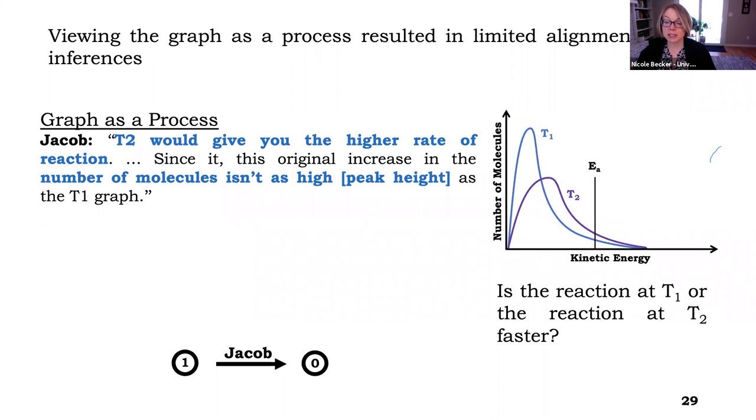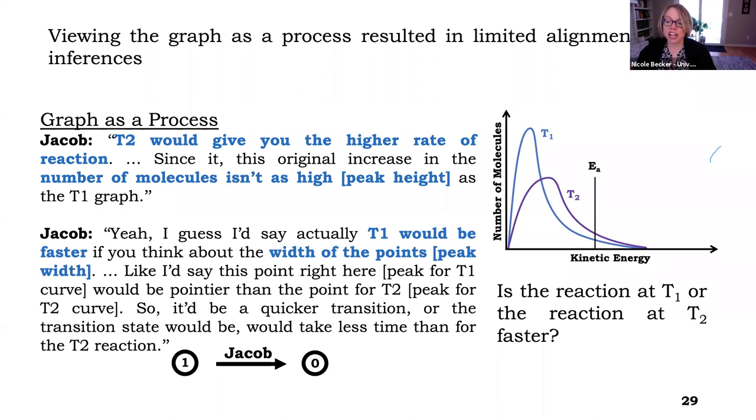So in addition to issues with the span of students' knowledge structures, students who used the graph as a process readout strategy exhibited reasoning that was less consistent with respect to drawing inferences, reflecting a lack of alignment. So for example, when discussing prompt three, Jacob was asked which of the reactions depicted would result in a faster reaction rate, the reaction at T1 or the reaction at T2. Initially, he focused on the height of the peaks and responded that T2 would give you the higher rate of reaction, since this original increase in the number of molecules isn't as high as the T1 graph. Jacob's subsequent discussion, however, seemed to imply that since there were fewer molecules for the reaction at T2, less energy would be needed and the reaction could go faster, which is incorrect.